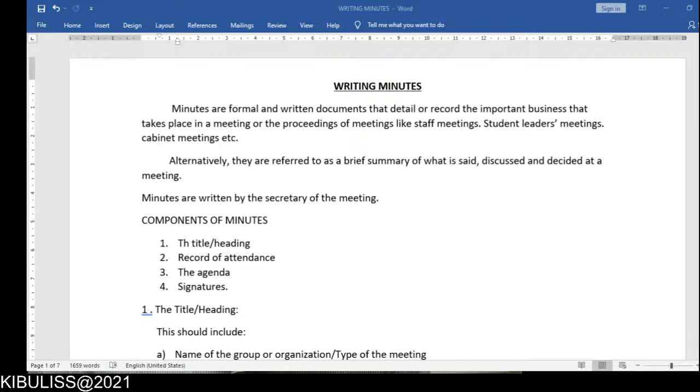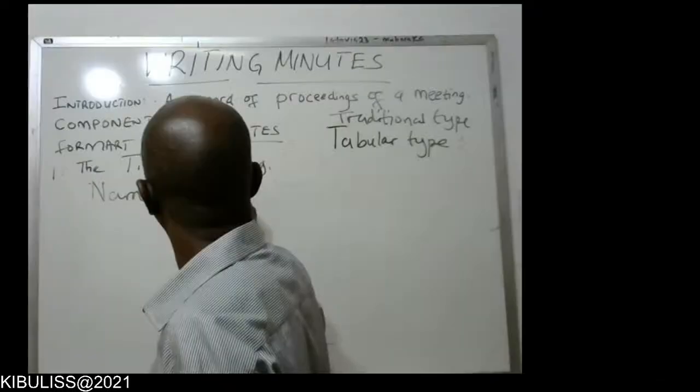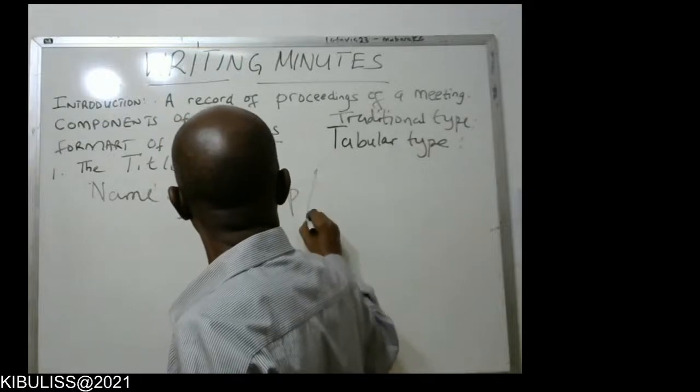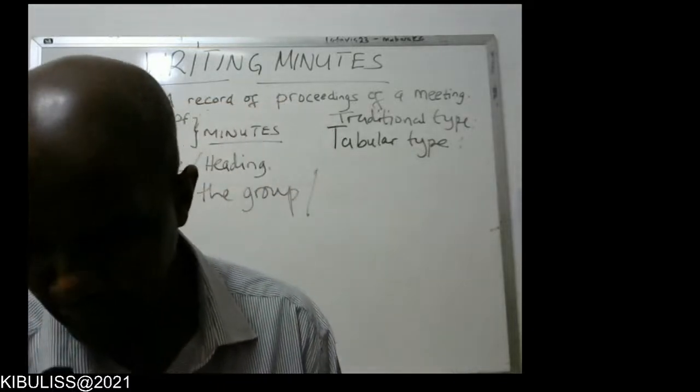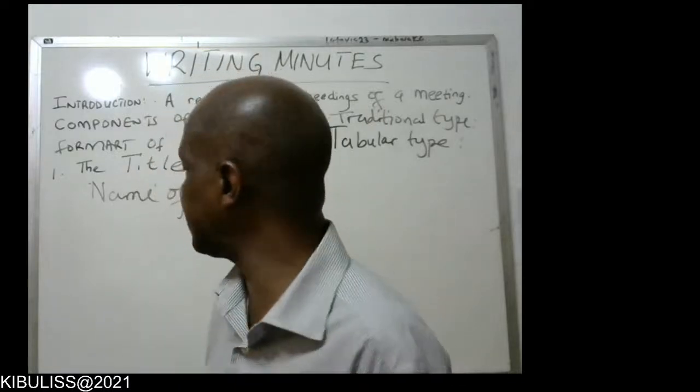What goes into a title? The title, like many other titles which we have been doing, is a summary of the aspects that you are handling. So in this case, our title is expected to have the name of the group, or you might call it the type of meeting, name of group or type of meeting.